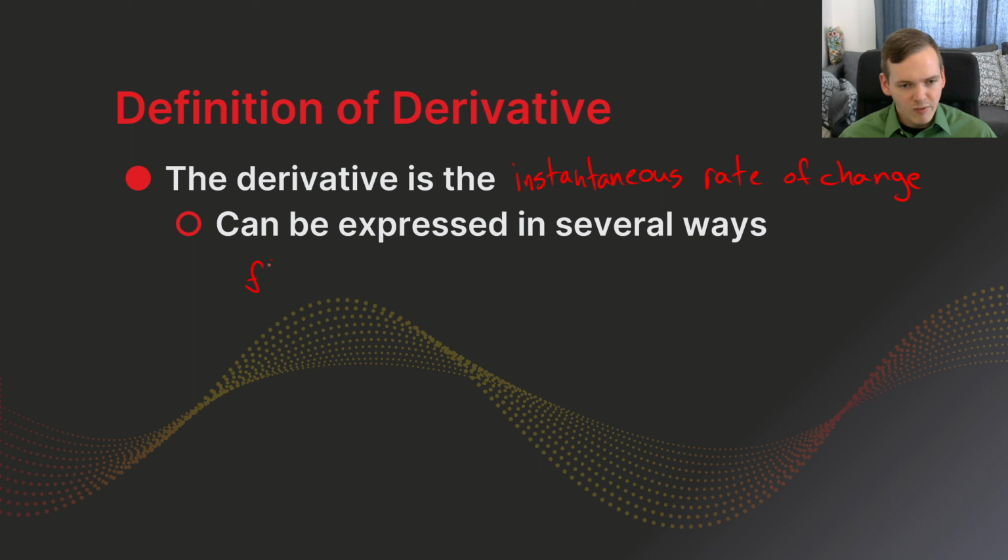So one is f prime of x. This notation means the derivative of the function f of x. We can also write it as y prime. We can also write it as dy divided by dx. And we can also write it as d by dx of f of x. And this is assuming that y equals f of x. So all four of these are different ways of writing the derivative, but they all mean the instantaneous rate of change of the function y equals f of x.